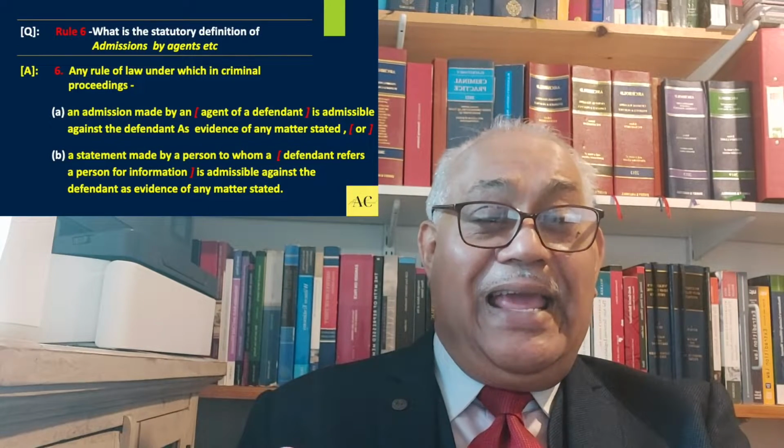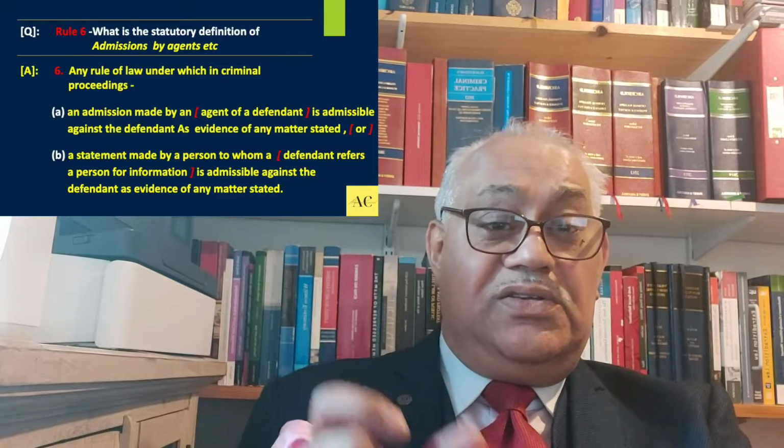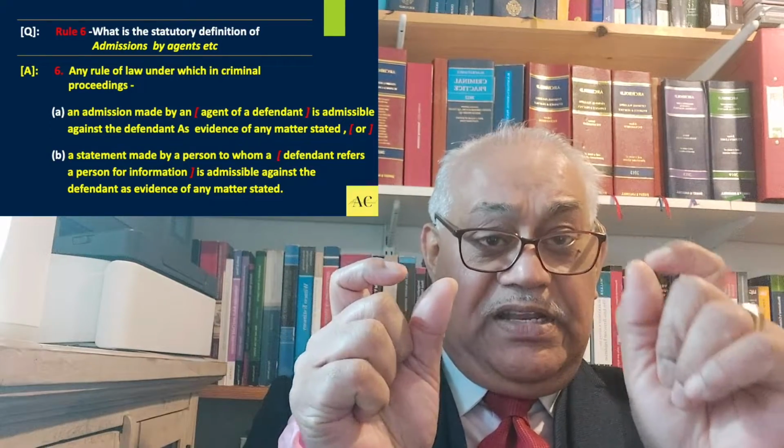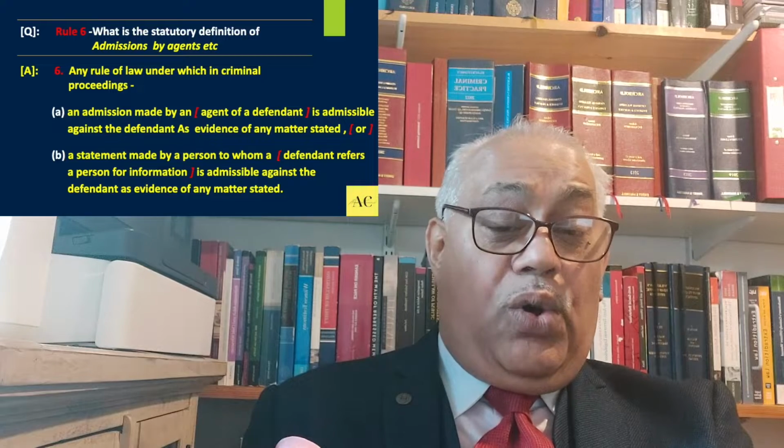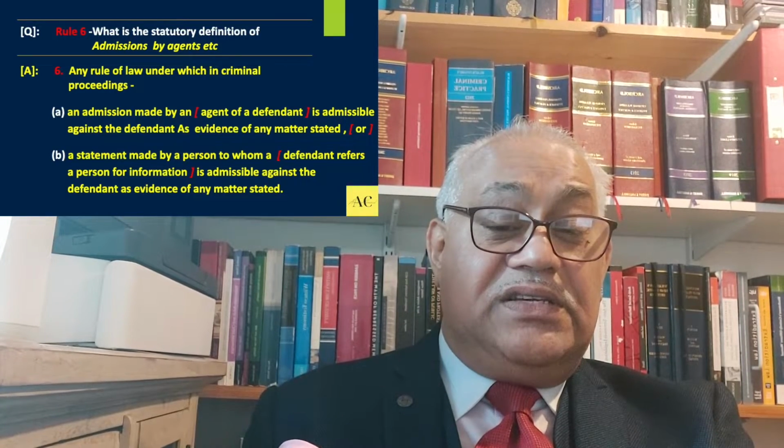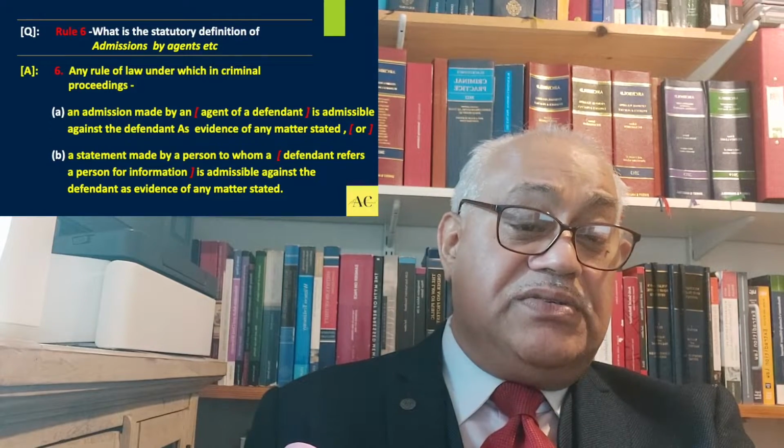You would have noticed that I have put the important parts of this provision in red square brackets. So, an admission made by an agent of a defendant. Two people are involved here, the defendant and his agent. Or, where the defendant refers a person for information to another person. That type of evidence is admissible in evidence.